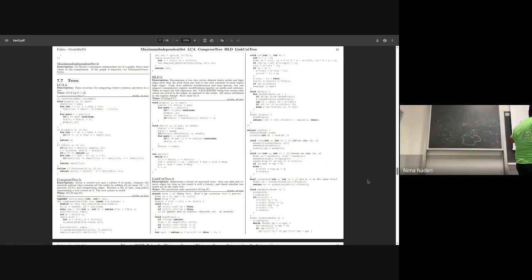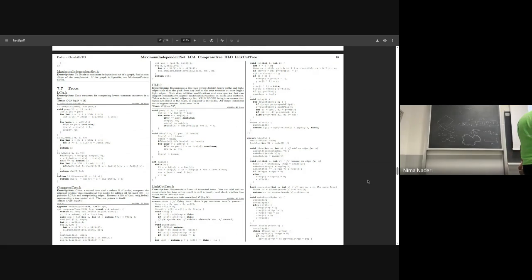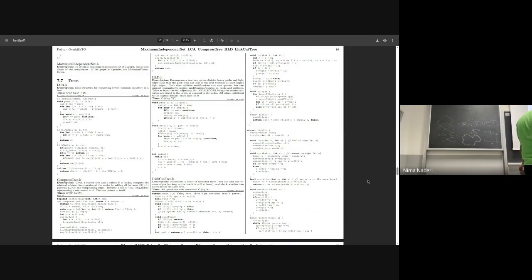That's it for this one, and this one is the compressed tree. I don't think that would be useful. It's a virtual tree. Okay. You want to explain it? It can be useful when you need to do DP on different subsets of nodes, so you only care about their LCAs and stuff.